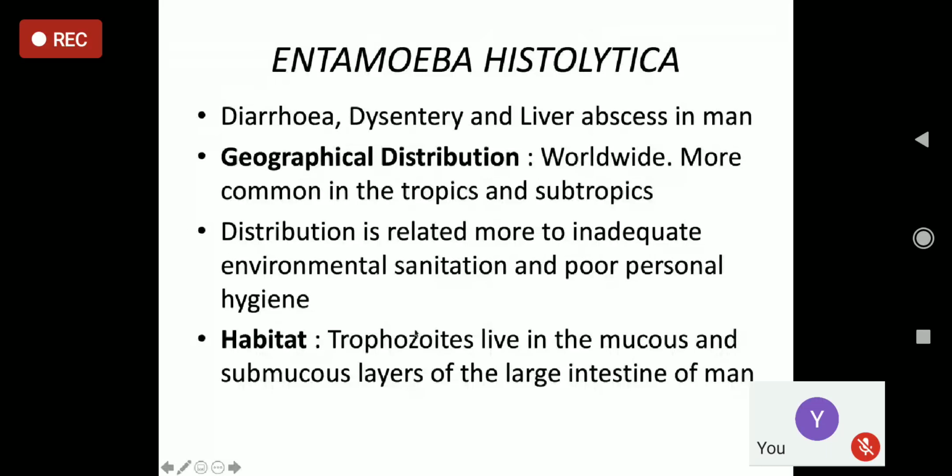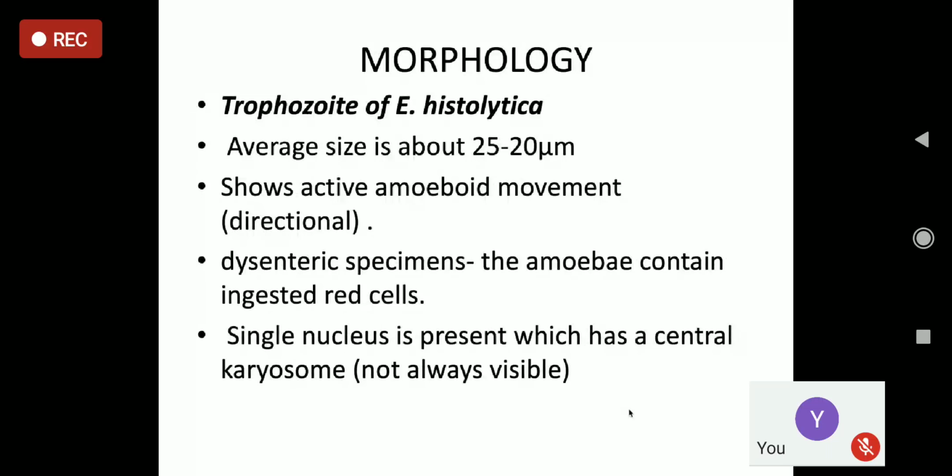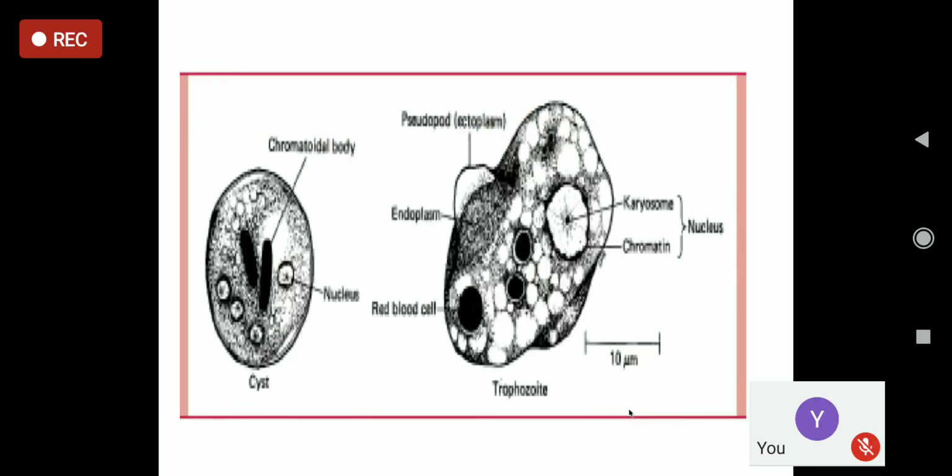These protozoa basically reside in the mucosal and submucosal layer of our large intestine and cause the infection; that is their habitat. During the whole life cycle of these parasites, we can describe three morphological forms. One is the trophozoite form, another is the pre-cyst form, and another is the cyst form. I'll directly take you to this slide that will describe the trophozoite, pre-cyst, as well as the cyst form.